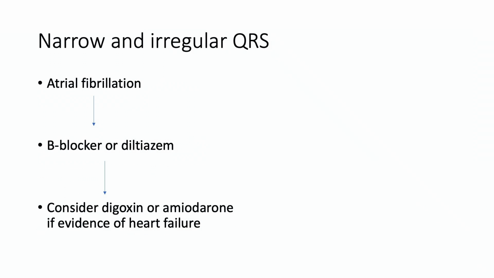The fourth and last case is the narrow and irregular QRS complex. For example, atrial fibrillation. When you have atrial fibrillation, you administer a beta blocker or diltiazem. You can choose. You should also consider digoxin or amiodarone if there is any evidence of heart failure.